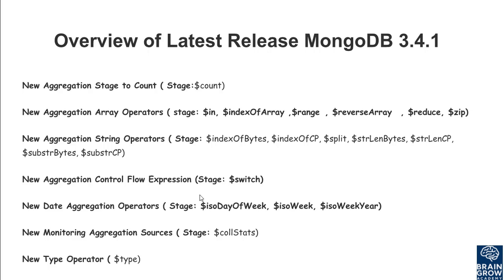The next one is new aggregation for string operators. So what are these string operators? Like indexOfBytes, indexOfCP, split, strLenBytes, strLenCP, substrBytes, substrCP, all this has been added. We'll see each of these operations in detail when we discuss these new aggregation string operators. Okay, so for now you should know that these are the changes that came along with 3.4.